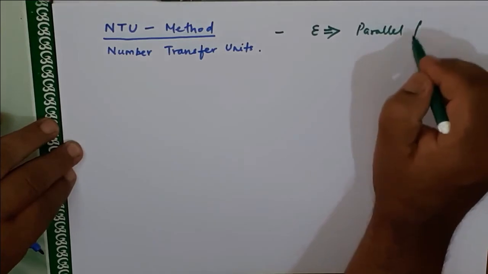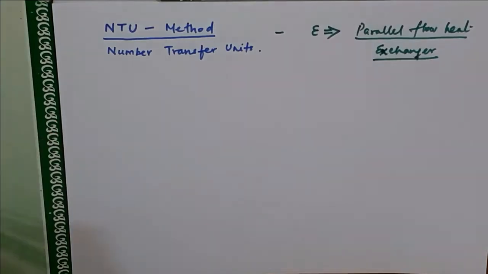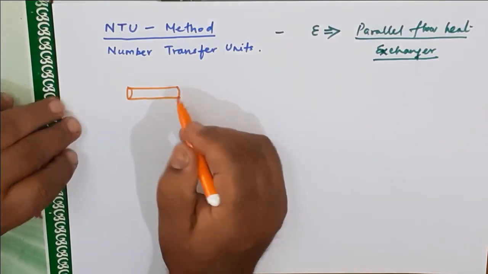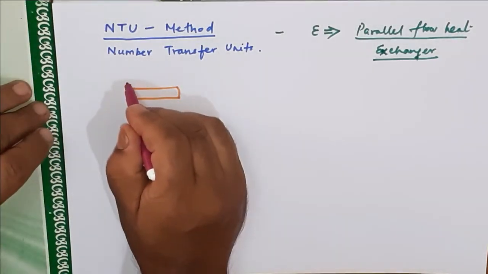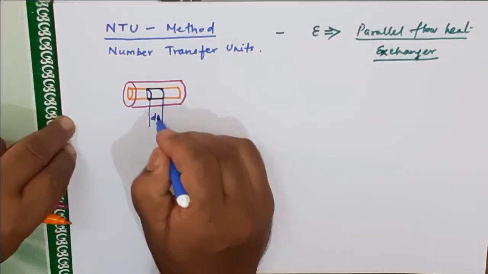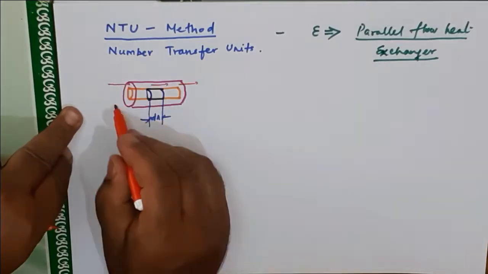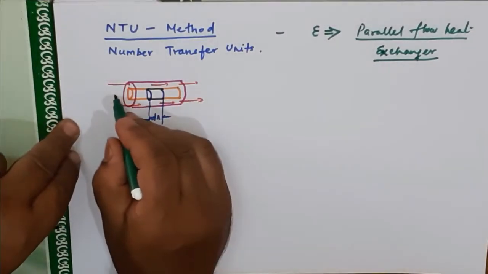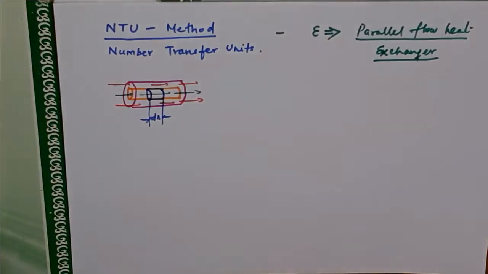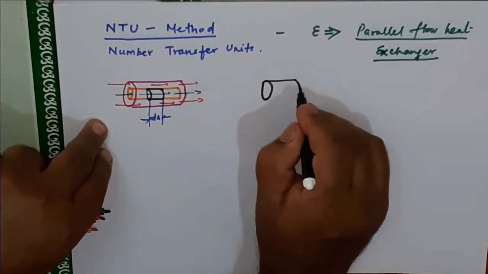For parallel flow heat exchanger, the procedure is the same as what we have done for LMTD. Whatever we did for LMTD, the same procedure we follow here. This is the inner pipe of a heat exchanger. Say this is the outer pipe of heat exchanger. We'll take a small elemental area, represented by dA. So there is hot fluid going through the annular space and cold fluid is flowing inside. Let me enlarge this one. I'll draw the inner small elemental area. This is the elemental area.